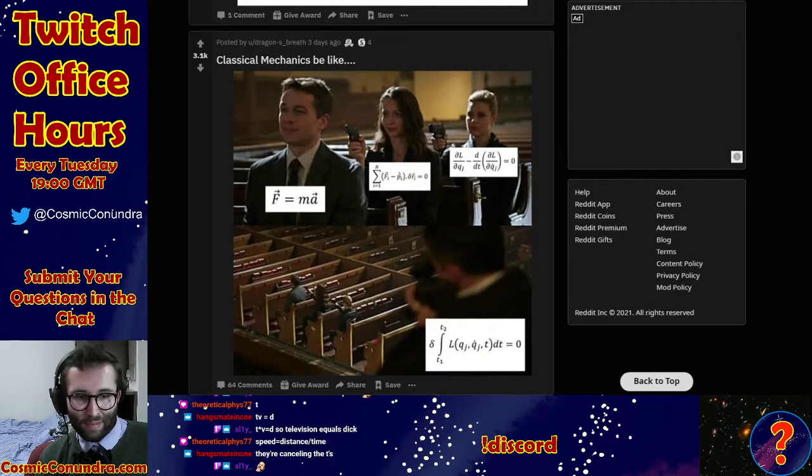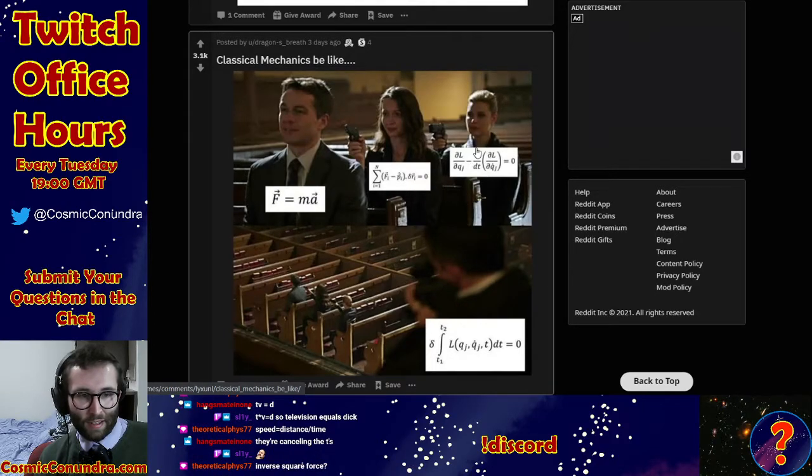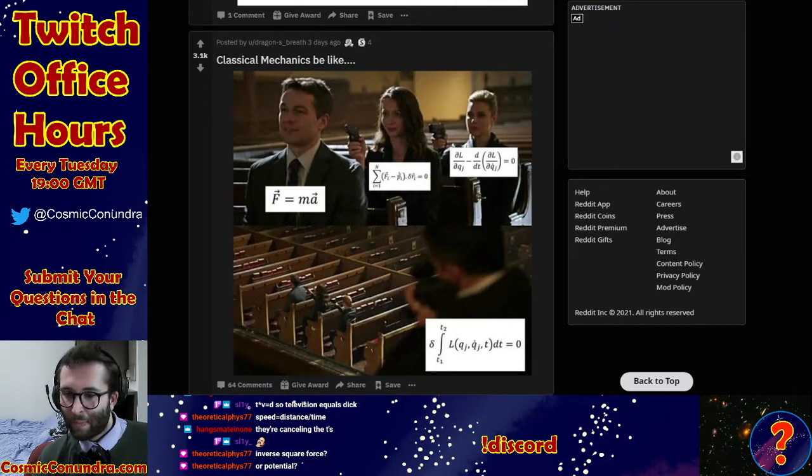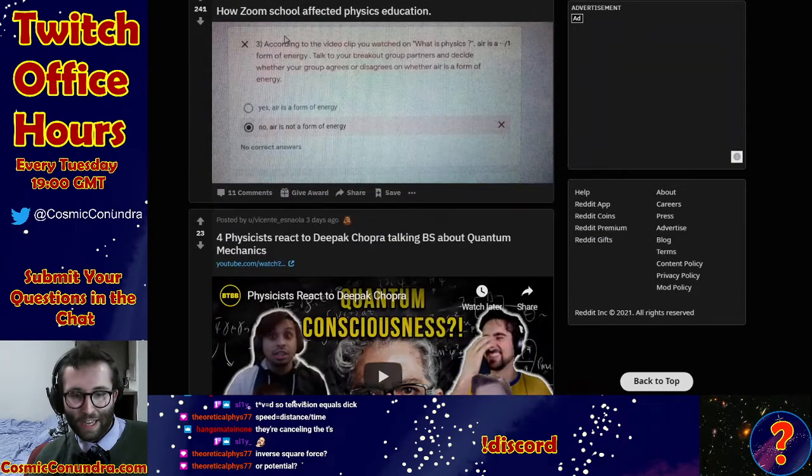Classical mechanics be like F equals ma. Sum of force minus change of momentum times dr is 0. Euler-Lagrange equations. Variation in action is 0. I mean, this one exactly implies... Well, actually, to be fair, this only exactly implies this one if there are no boundary terms, which there may well be. Inverse square force or potential. Oh, sorry, inverse square force, yeah. If I said inverse square potential, of course, that's definitely a verbal typo.